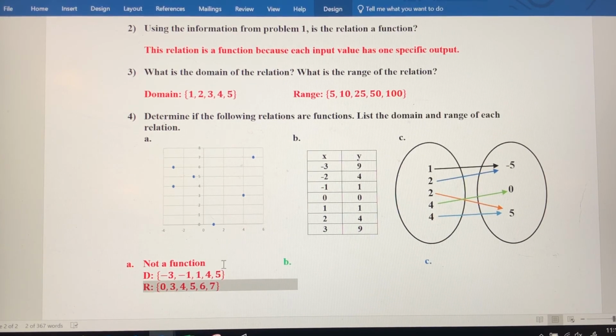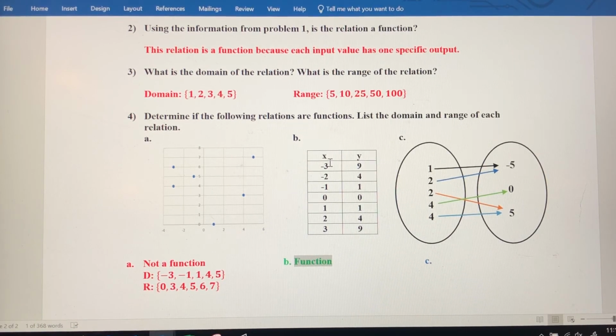Let's look at the table of values here. Is it a function? Going down the list, each input has only the one output. That means this is a function. It's actually a special kind of function that we're going to learn in the very near future.